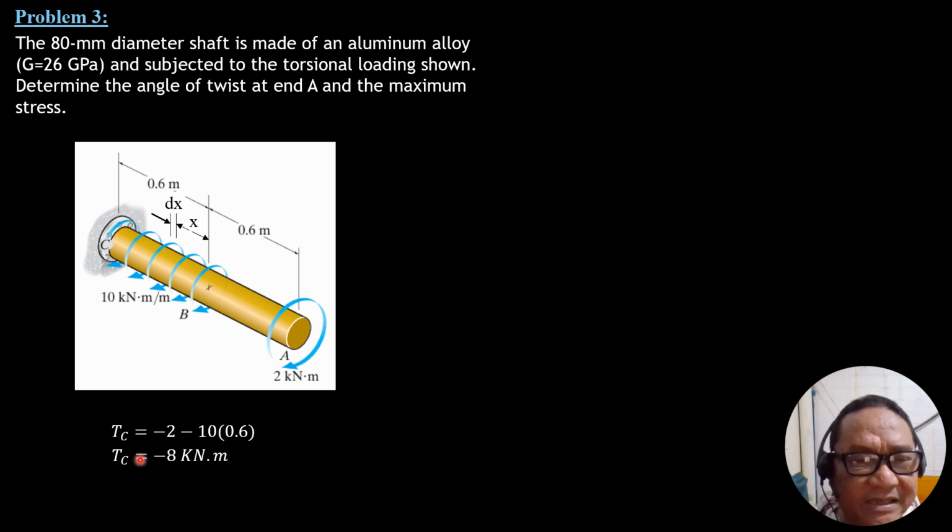So I'll just make this positive, and maximum torsional stress is 16 times torque divided by pi diameter cube for a solid shaft. So 16 times 8 times 1,000 squared to convert torque to Newton mm, divided by pi times 80 mm quantity cube. So this is newtons per mm square or megapascals, and it is equal to 79.58 megapascals.